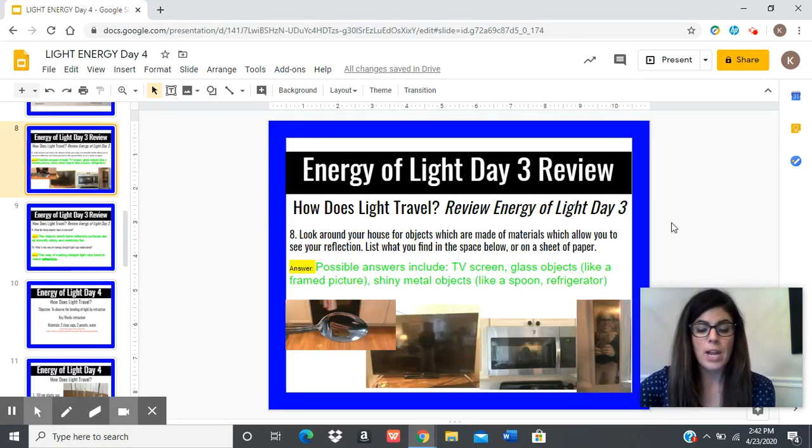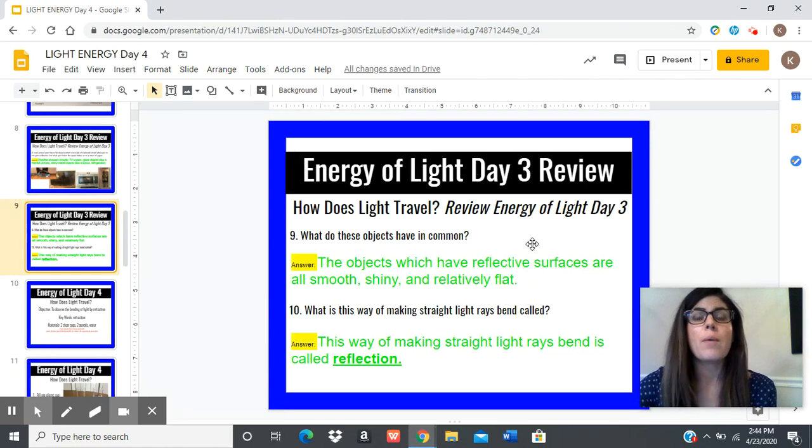For step number 8, you're supposed to go around your house and make a list of all the objects that allowed you to see your reflection. Here are some pictures of places I found my image reflected. The first was a spoon. Now my image might have been reflected upside down, but I could still see my image. The second was my television. The third was my microwave. And fourth, a brass plate on the door into the kitchen. You can clearly see my reflection.